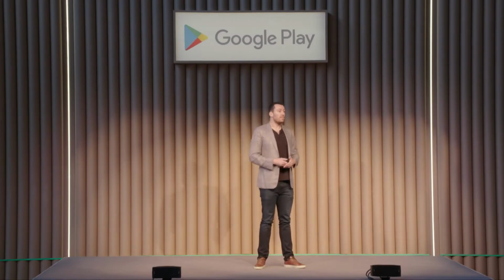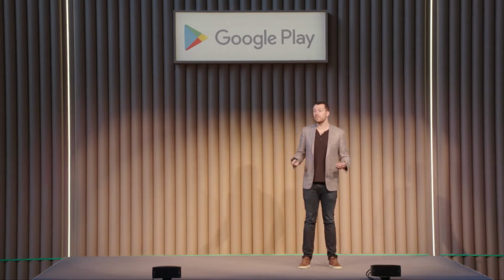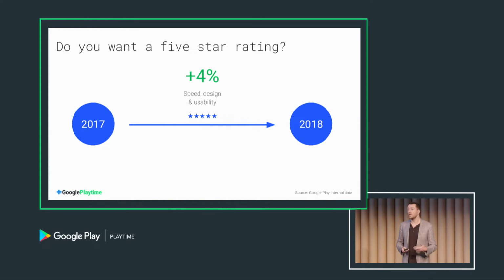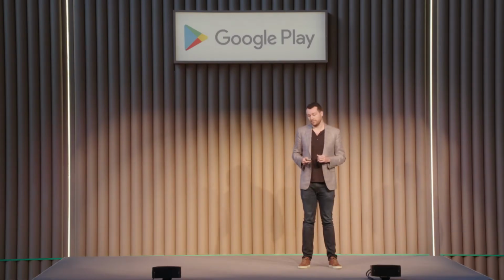As said, we've been learning from developers over the past year, and developers have been using our tools. As a result, we've actually seen improvements in the ecosystem. We've seen a nice bump in users talking about speed, design, and usability over the past year when leaving 5-star reviews. But more importantly, we've seen a large reduction of users talking about stability and bugs and resource usage, which includes battery and memory usage, when leaving 1-star reviews.